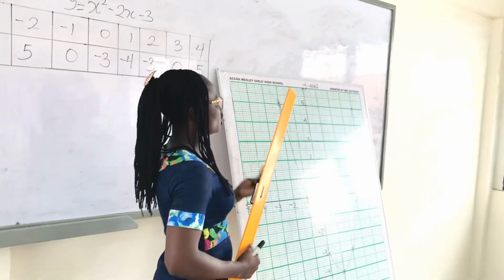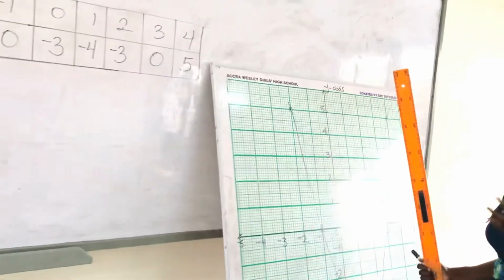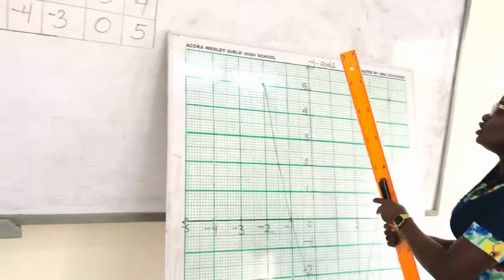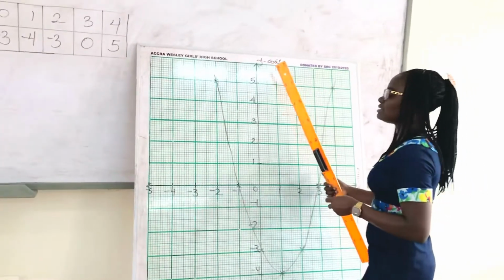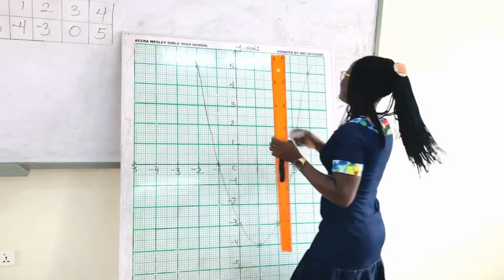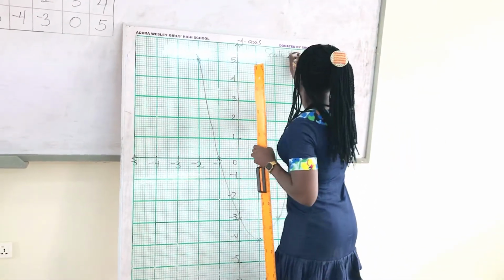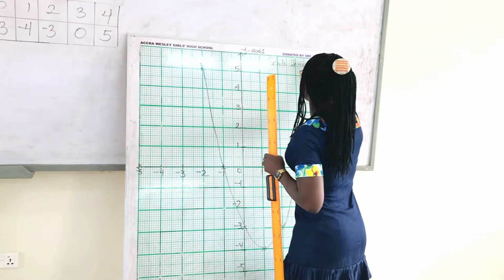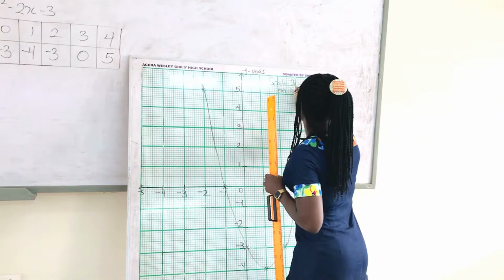Before you start drawing your graph, there are some few things you have to take note of. Draw your axis, your y-axis and your x-axis. Then you write your scale. Fortunately for us, the scale was given. So the scale is 2 centimeters to 1 unit on both axes.